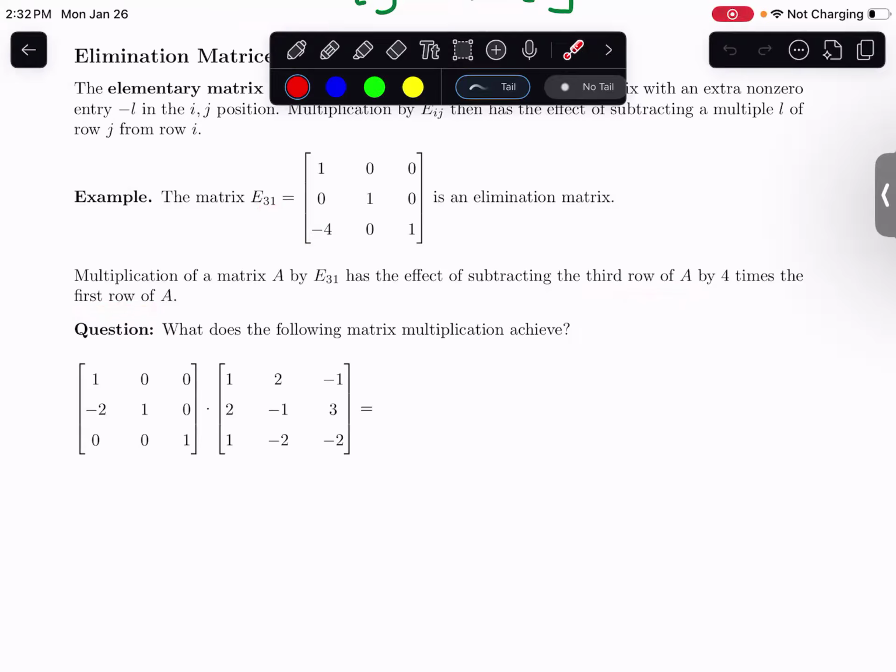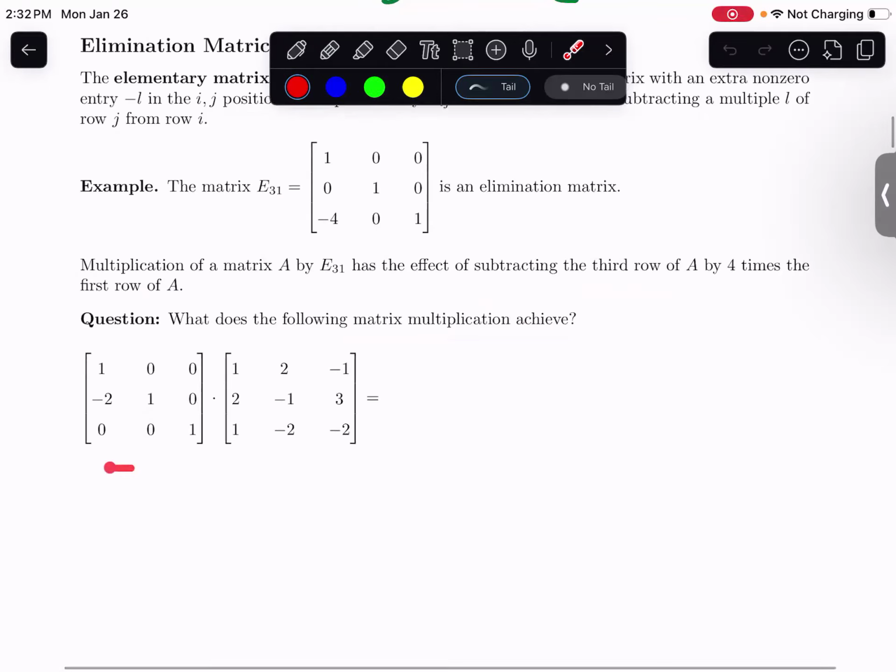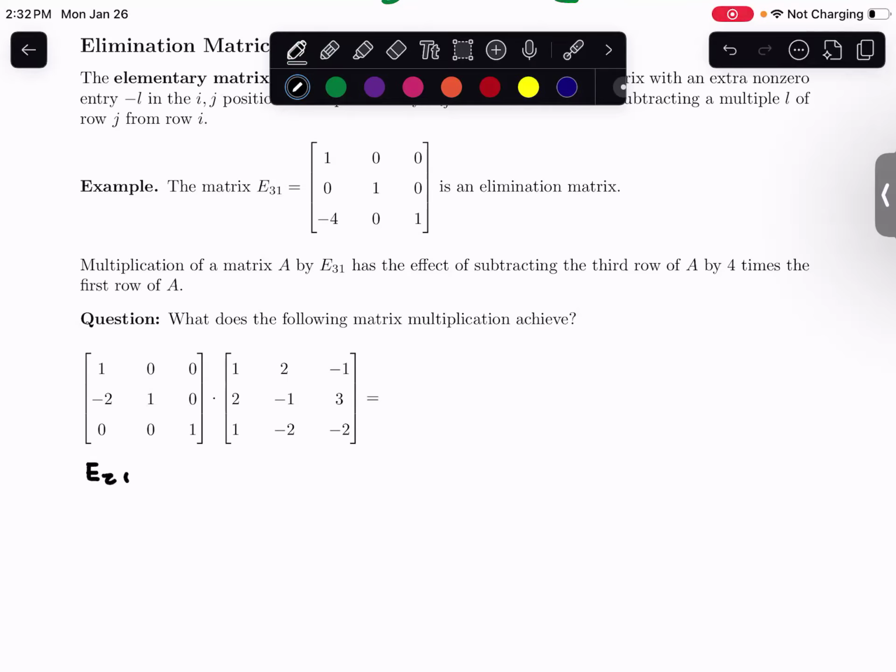So let's go through a concrete example. The next question asks, what does the following matrix multiplication achieve? We can see here we have some elimination matrix, this would be some E_21. What the multiplication should have the effect of doing is taking row 2 and subtracting from it 2 times row 1, because we have this -2 in the 2,1 entry here. Let's actually verify by performing this multiplication.